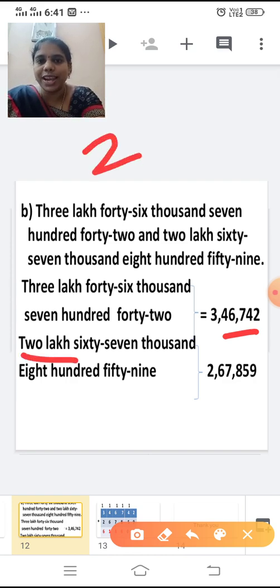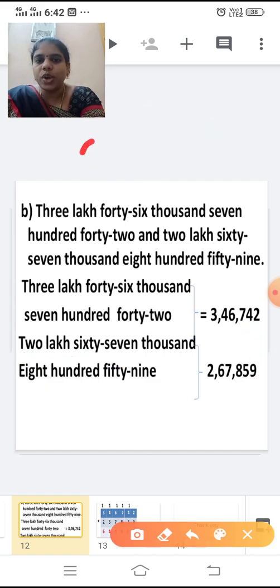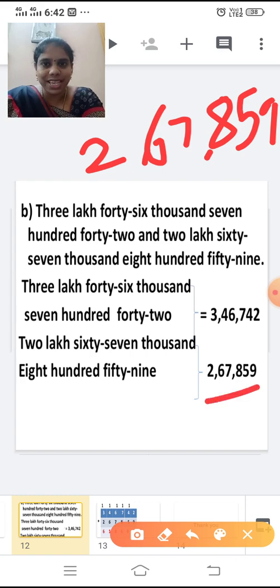Next one, 2 lakh. So write 2 in the lakhs place. 67,000. 67,000 comma. You have to put comma right after each period. 859. 2 lakh 67,859. 2 comma 67 comma 859.